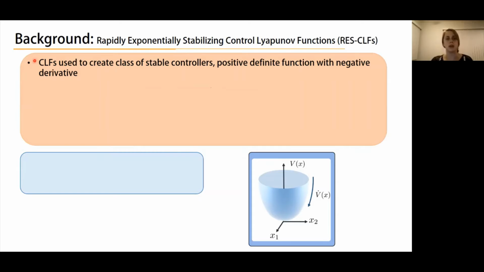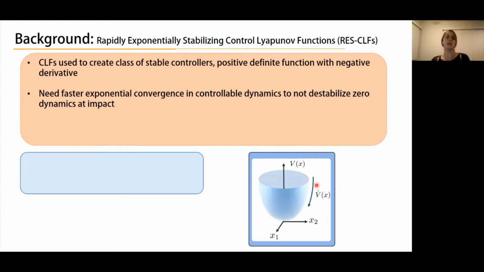CLFs are used to create a class of stable controllers, by having a positive definite function V that has a negative derivative to guarantee stability of the system. However, we need faster exponential convergence in the controllable dynamics such that we do not destabilize the zero dynamics at impact, so that every time the dynamics have discrete dynamics at that impact, the controller is able to quickly converge back to the trajectory such that the zero dynamics will not be destabilized.